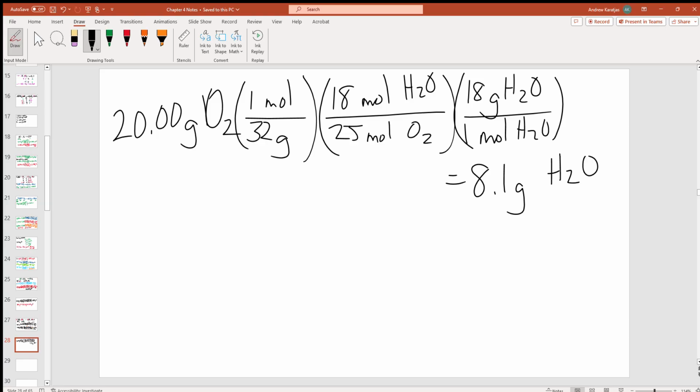We don't need to do the other calculation. We don't need to go through and do the C8H18 to water, because we already learned in the previous calculation that oxygen was our limiting reactant. And so if it's the limiting reactant for one, it's going to be the limiting reactant for both.